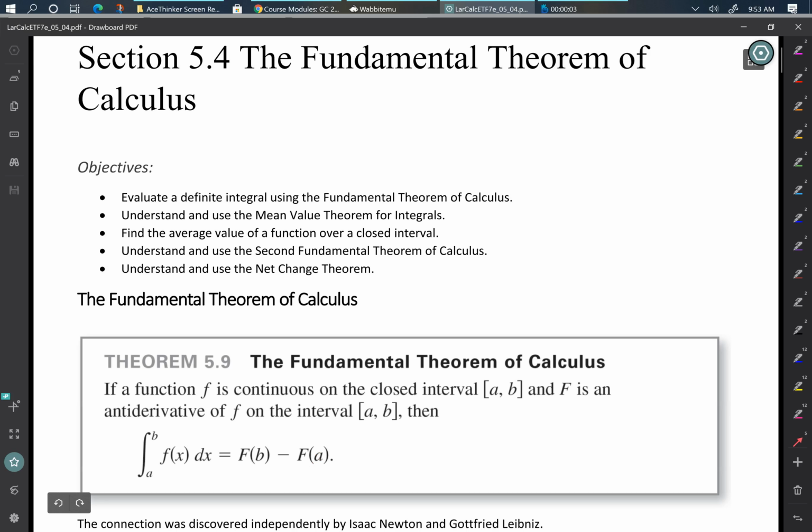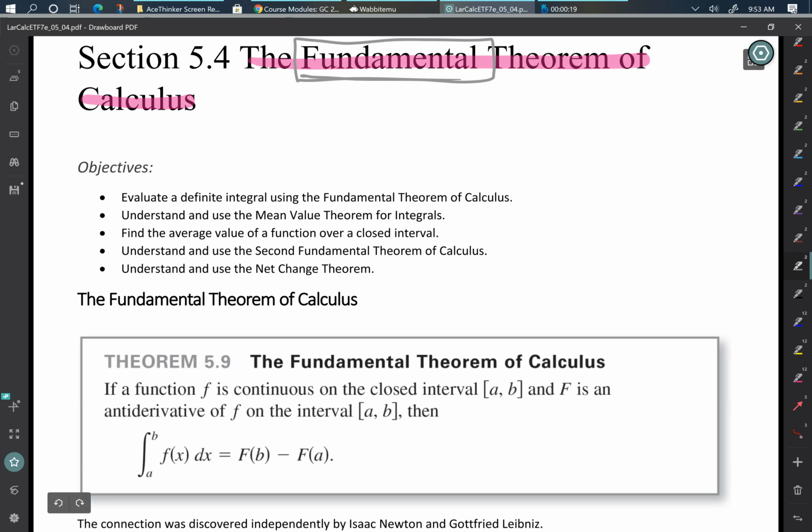Welcome to section 5.4, the fundamental theorem of calculus. There's something about this statement that should ring with you, and it should be this word right here. The fact that this is the fundamental theorem of calculus should tell you that this has something about it that is incredibly important, a very, very important concept for calculus.